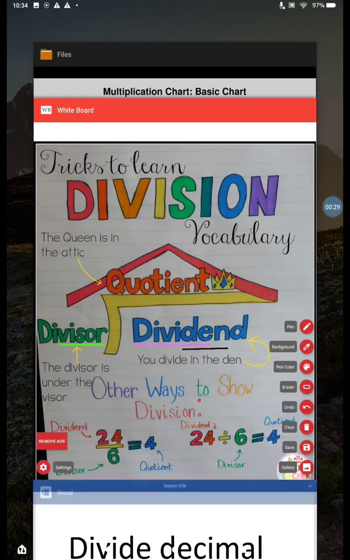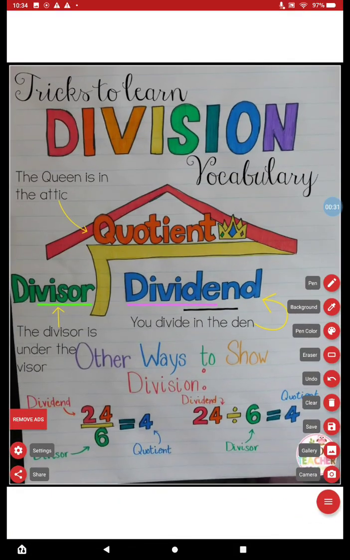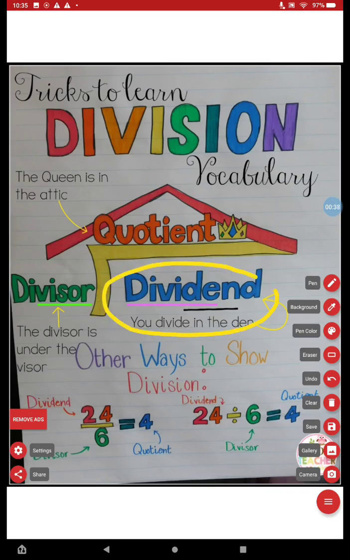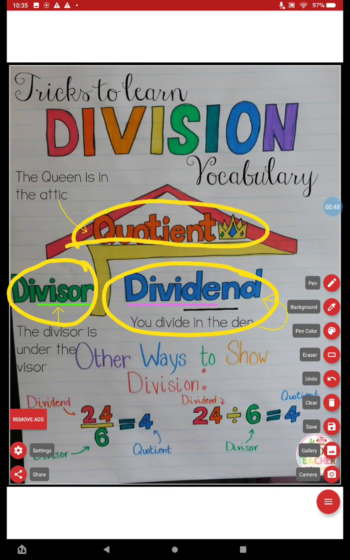Let's jump into it. First off, let's remember the dividend goes in the box. Dividend is in the den. The divisor is under the visor. It's out of the box. And the quotient is the queen in the attic. Remember, all of that is based off of this great division bar, which we can imagine as a house.